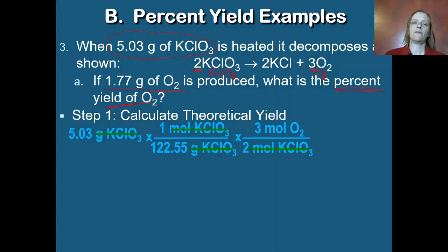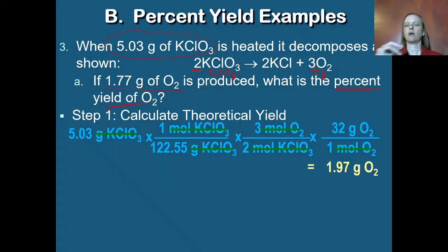The units cancel out. And my last conversion factor is to convert from moles of oxygen to grams of oxygen. 1 mole has a mass of 32 grams. Units cancel out. So I do the math and I get 1.97 grams of oxygen gas. So my step 1 is done. I've calculated my theoretical yield of oxygen gas.